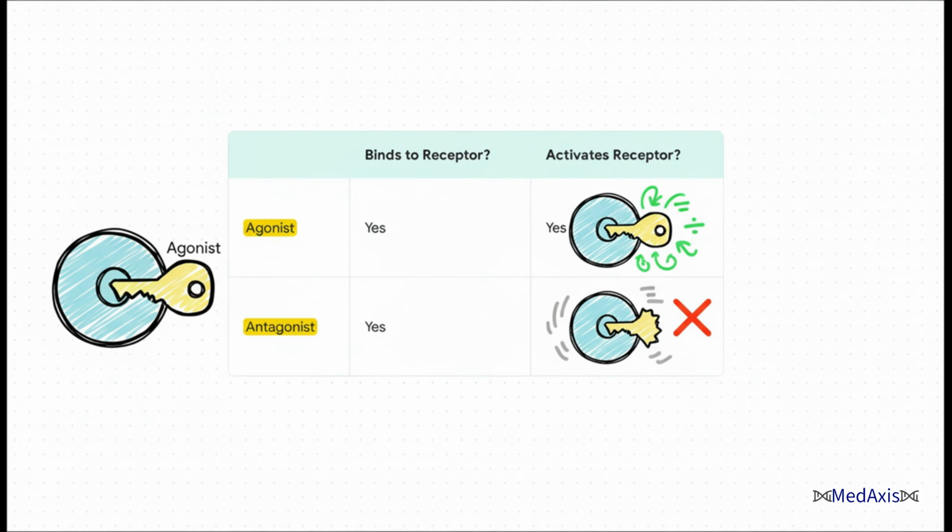And this chart just lays it out perfectly. Look, they both bind to the receptor, right? They both fit in the lock. But look at that next line. Activates receptor? For the agonist, it's a clear yes. For the antagonist, it's a big no. That simple difference is the foundation for thousands of different medicines.